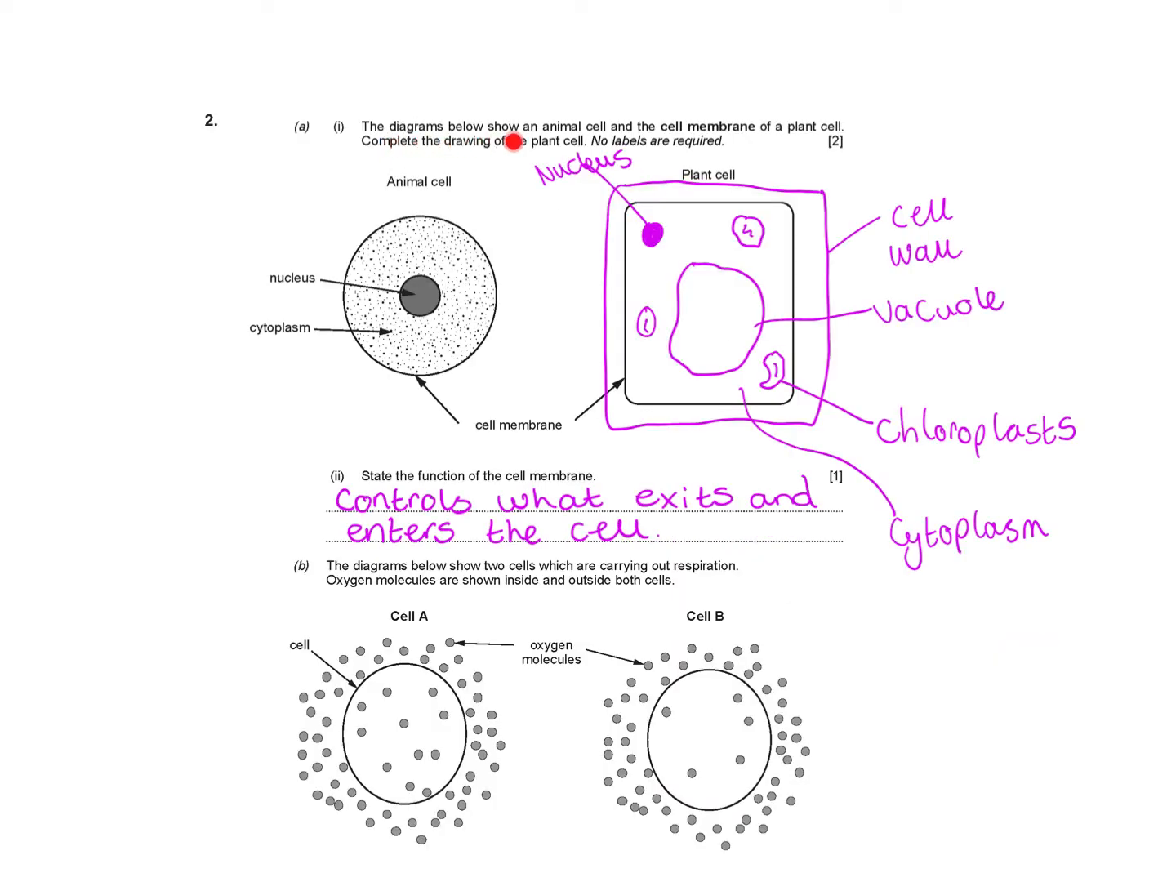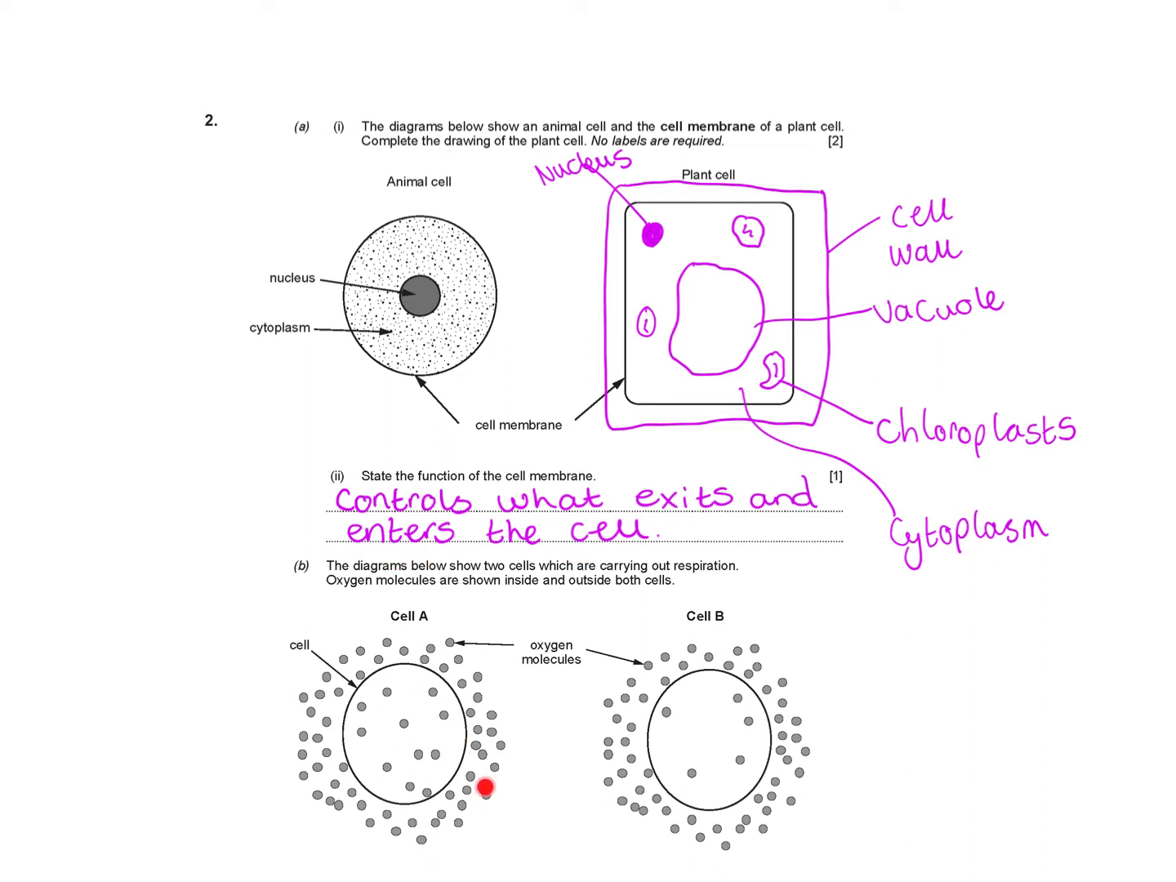Okay, again, this question says no labels are required, but I did label it just to help you out a little bit. It says the diagrams below show an animal cell and the cell membrane of a plant cell. Complete the diagram. Now, the big thing is they've drawn the cell membrane, so make sure you put the cell wall outside. If you put the cell wall inside, you wouldn't have got the marks. I've then put the nucleus, the vacuole, chloroplast and the cytoplasm. It says no labels, but I thought it'd be good practice for you in terms of revision. What's the function of the cell membrane? It controls what exits and enters the cell.